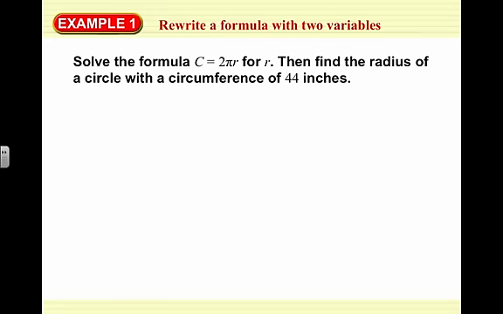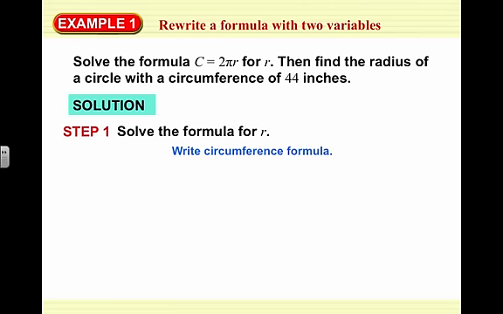All right, we're going to solve the formula C equals 2 pi r. Y'all are used to the circumference formula. We're going to solve it for r, and then we're going to find the radius of a circle with circumference of 44 inches. So there's two parts to our answer. One is a formula r equals, and then the other one we're actually going to plug in a value for a circumference and get a specific radius. Okay, so we're going to solve for r.